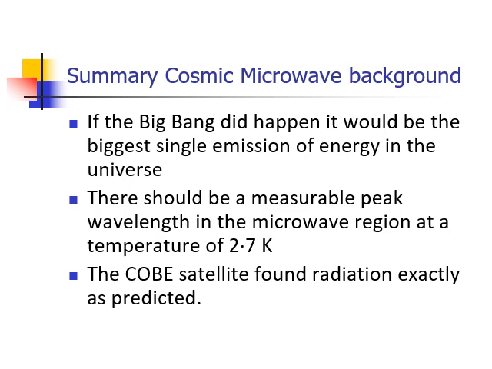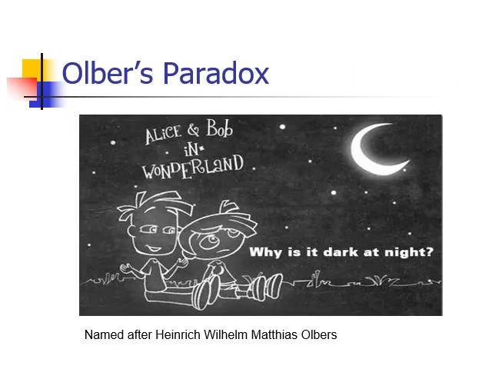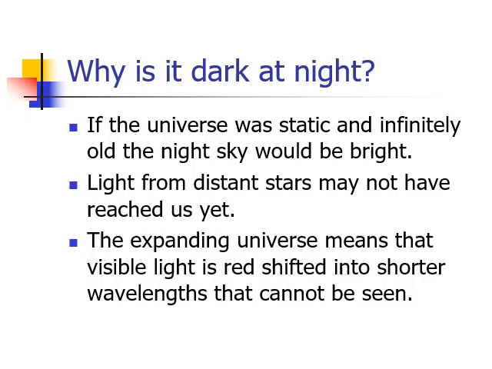If the Big Bang did happen, then there would be a big emission of energy. There should be a measurable peak wavelength in the microwave region at a particular temperature, and we found radiation exactly as predicted. Okay, there are some very good videos that explain Olber's paradox, of which I'll put a link in, but I'll go on to talk about it a little bit on the next slides too.